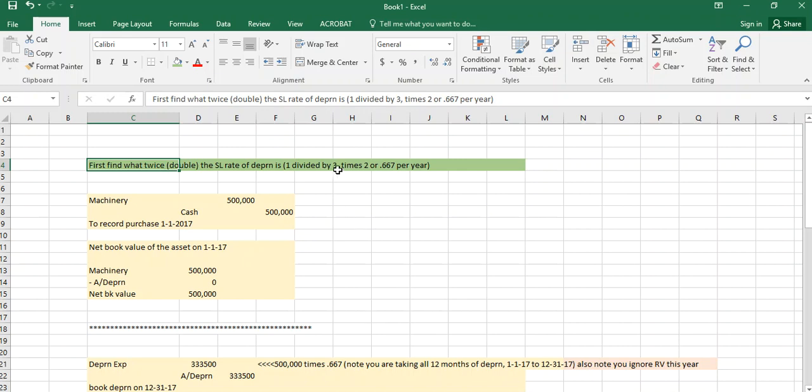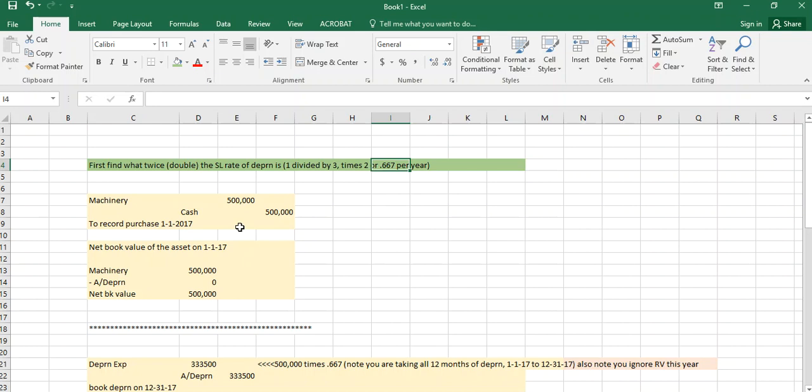So usable years is 3. Take 1 over 3 times 2. That gives you a double declining rate of 0.667 per year. It's also, if it's easier, 2/3. So 1/3 times 2 is 2/3. But if you want to keep it just calculator, it's 1 divided by 3 times 2.